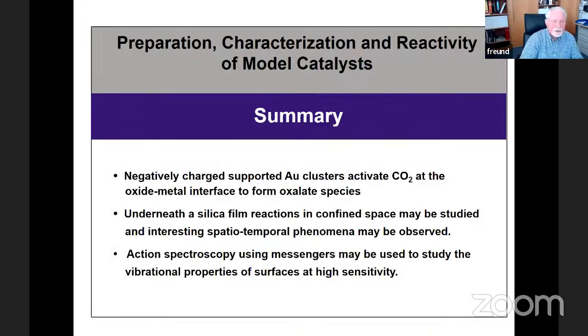So with this, I'm at the end. I hope I could show you that it could be fun to look at the preparation, characterization, and reactivity of model catalysts, and you can get some information that could be useful if one does this.